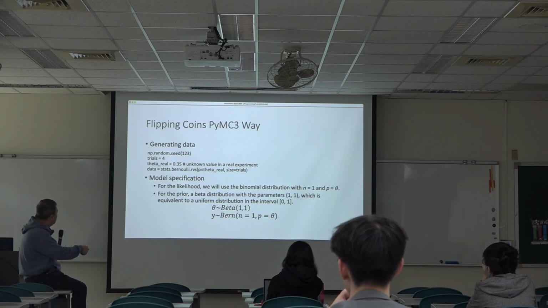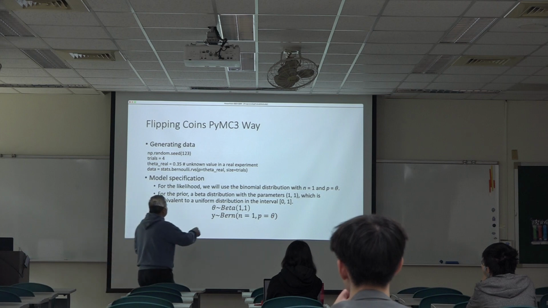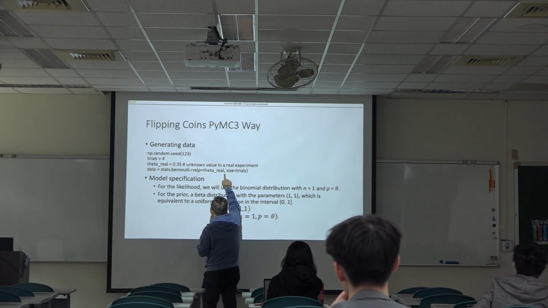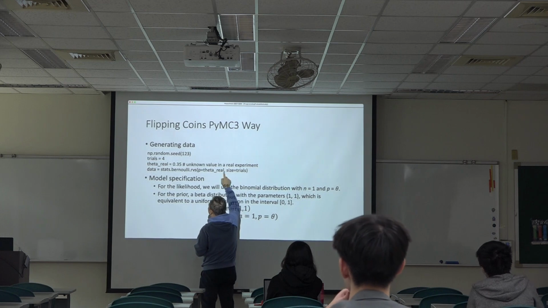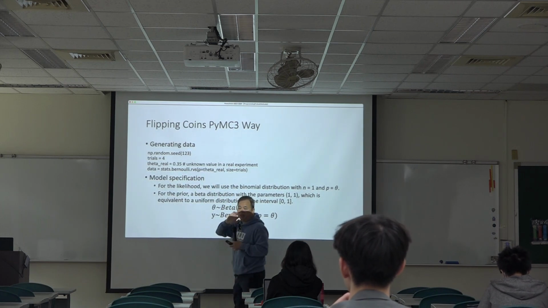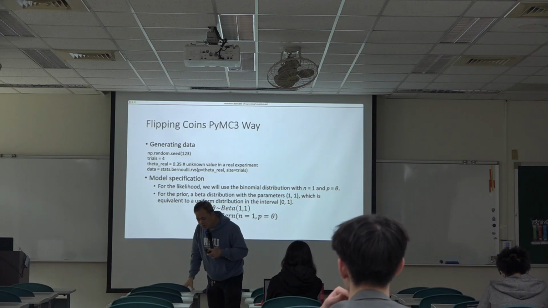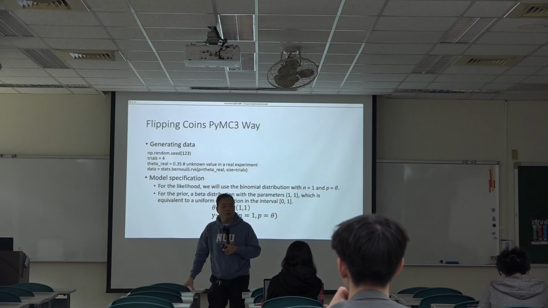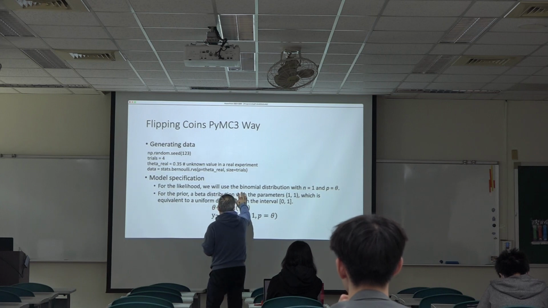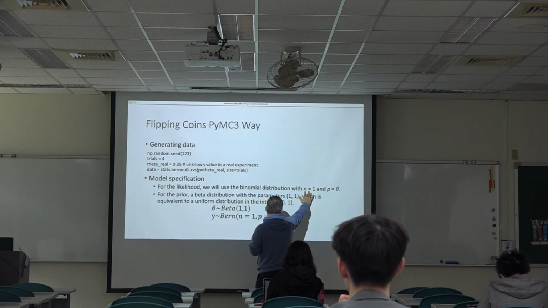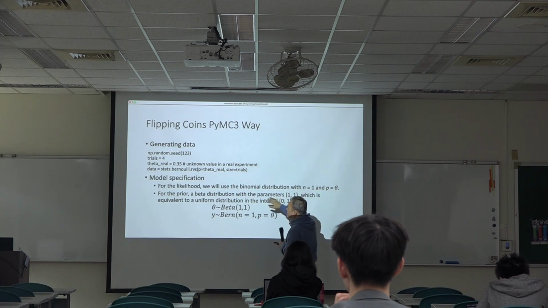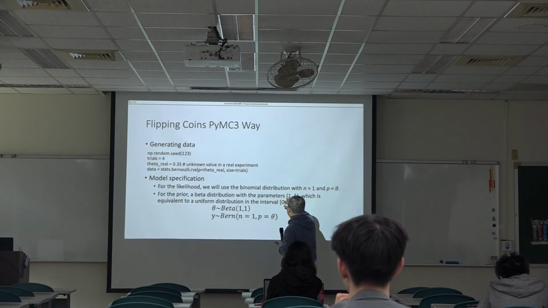So data equals stats.bernoulli.rvs. We use this theta value 0.35 and the trials to generate the data, which consists of several flipping results. It could be 0, 1, 4 of them, by the way. For the likelihood, we'll use the Bernoulli distribution with n equal to 1, p equal to theta. For the prior, a beta distribution with the parameters 1, 1.